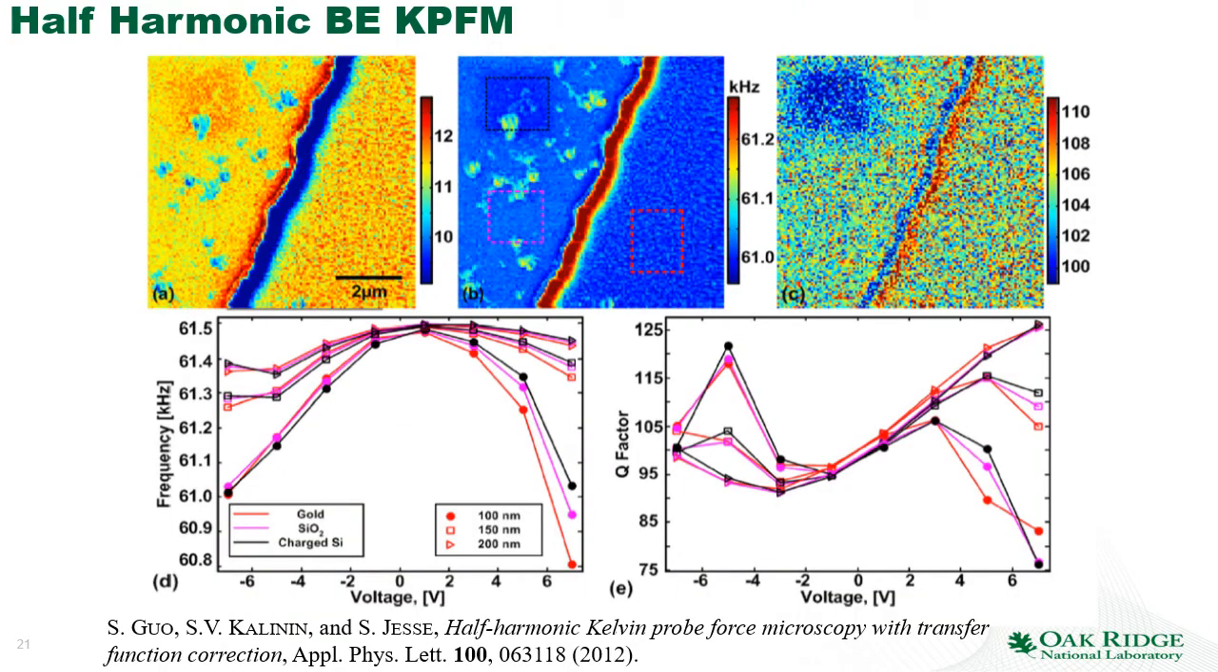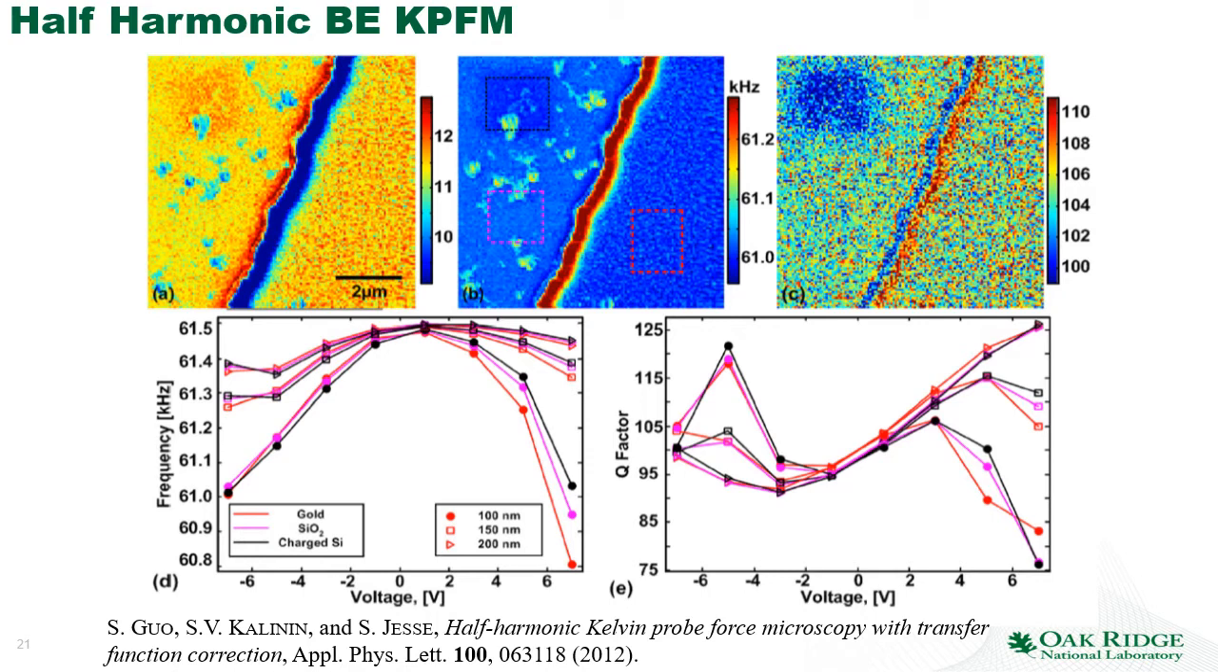Of course, it is sensitive to the choice of the DC bias, and here is the example. So this is the same gold silicon system when we try to do the measurements using the half harmonic BE KPFM, and you can see that we can measure the surface potential and the resonant frequency shift. However, we start to see that for the large biases, our applied bias start to affect the resonant frequency and they start to affect the Q factor.